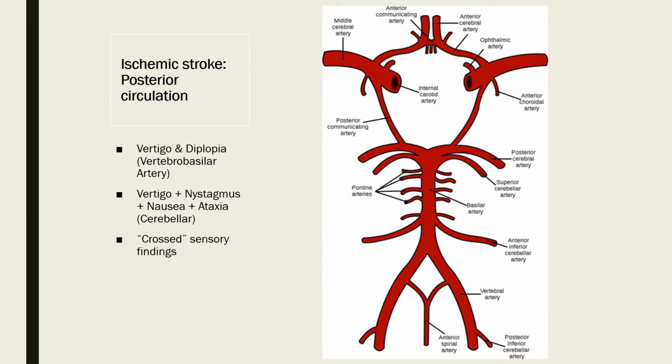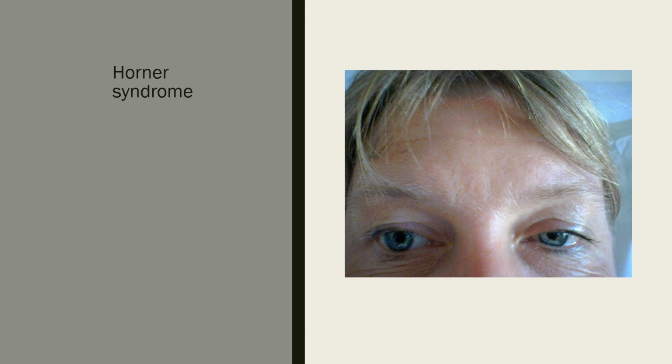You will also often see cross-sensory findings, such as left face with right body hemiparesis or vice versa. And you can also see Horner syndrome. Do you remember what that is? So Horner syndrome is the combination of ptosis, anhidrosis, and miosis. This patient has left-sided Horner syndrome. You can see the left eyelid drooping, the skin is drier with more visible wrinkles from decreased sweating, and the left pupil is constricted. The causes of this are basically anything that can damage the sympathetic trunk, such as strokes, tumors, or multiple sclerosis.